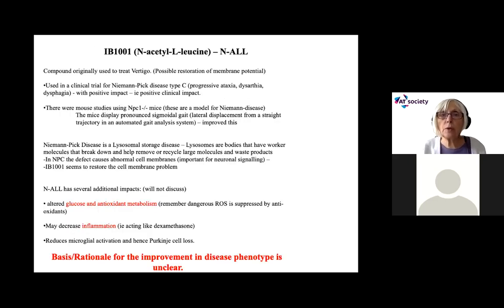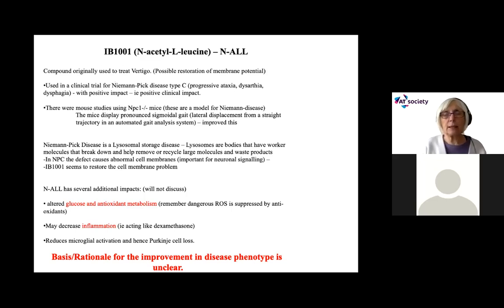Okay, so another trial that I'm aware of is called IB1001. This is run by a company called IntraBio, and it's something called N-acetyl-L-leucine, or NALL. And this was used to treat vertigo patients originally.